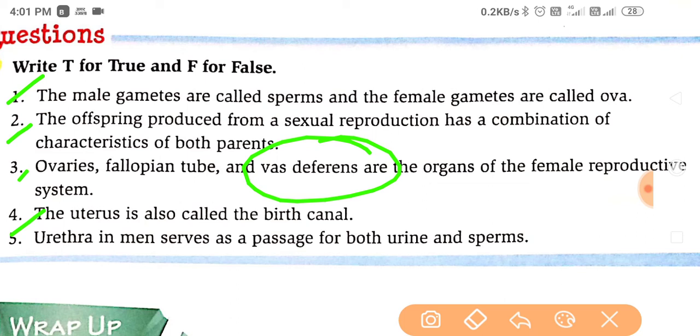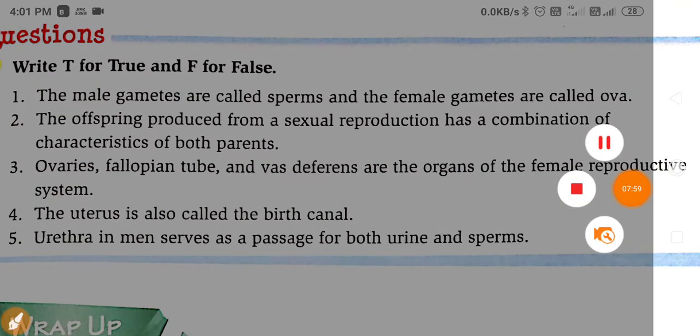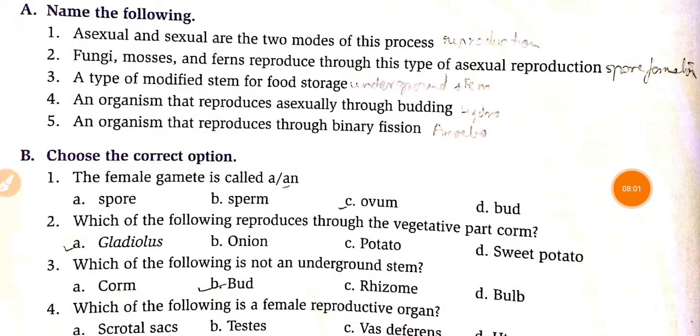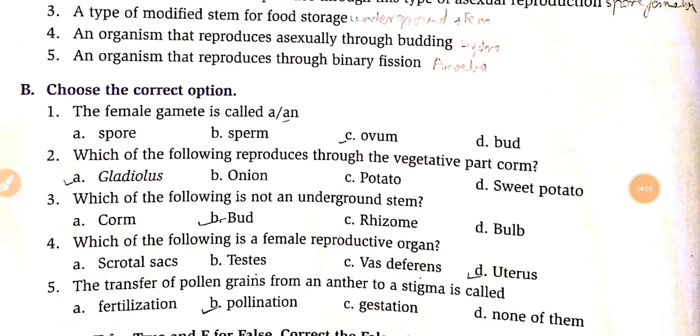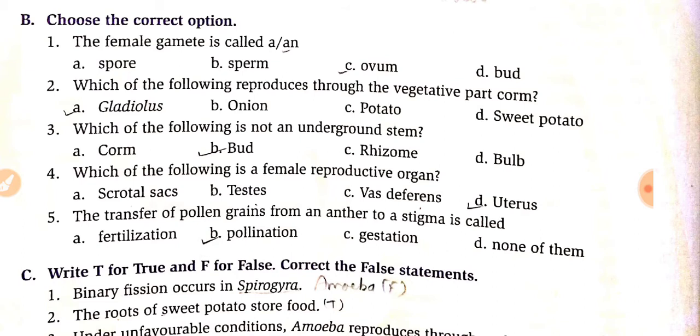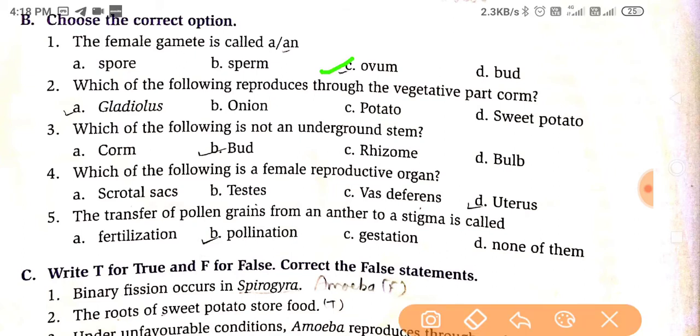The uterus is also called a birth canal. It is also false. Urethra in man serves as a passage for both urine and sperm. So it is the right answer. Now we move to the questions. We already did these last week. Choose the correct option. The female gamete is called an ovum.